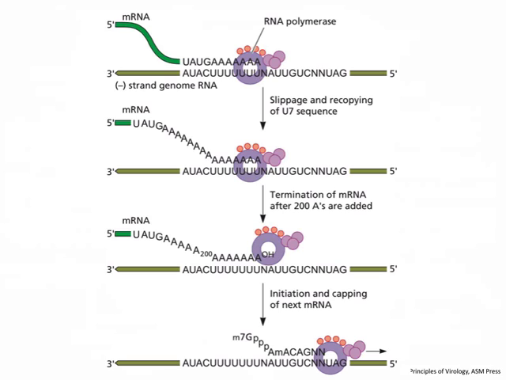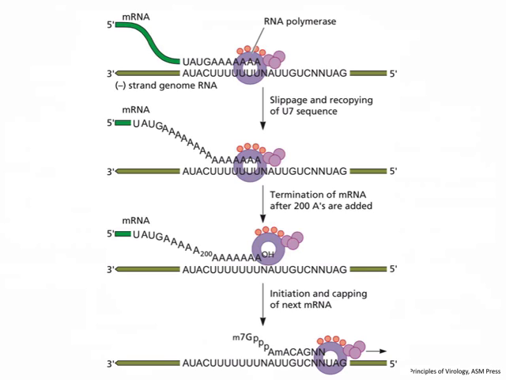So again, here is our 3' end of our negative strand genome RNA. The polymerase is in the process of making an mRNA, and it's reached the intergenic region. There is a series of U residues. You can see them here, 1, 2, 3, 4, 5, 6, 7. And for some reason, when the polymerase hits that, it begins to slip, and it doesn't move forward.